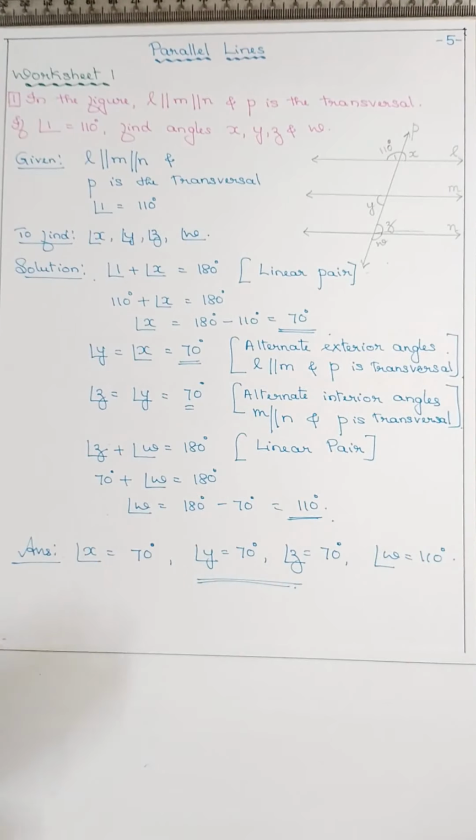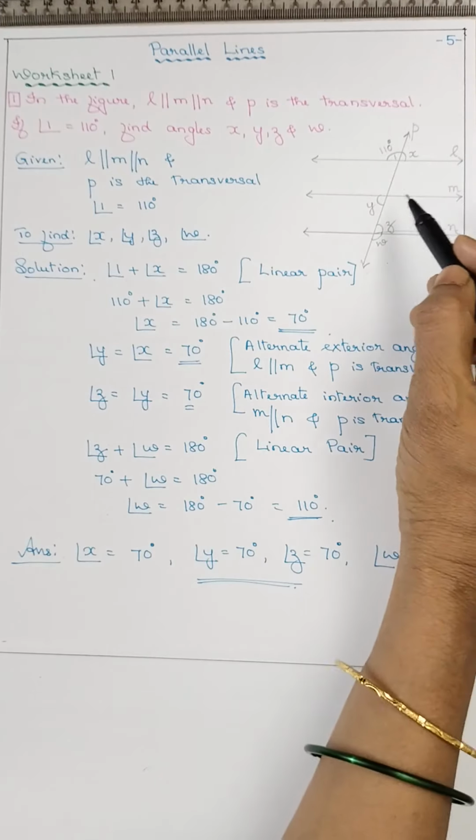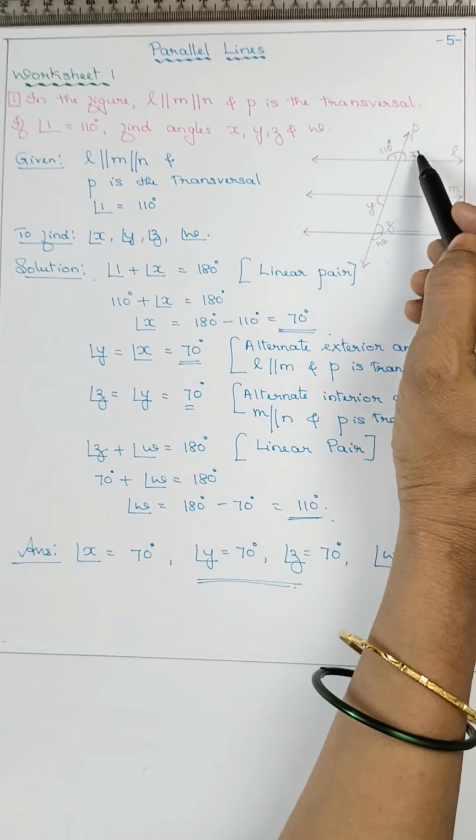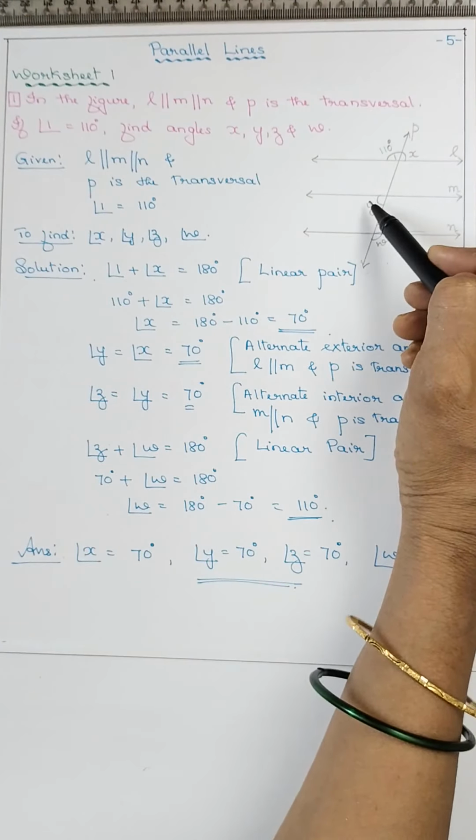Hope all students understood. So if there are many parallel lines, then you have to consider which two parallel lines you have to take, and which is the transversal, and which type of angles they form. Okay, so Y and X, when you take these two, alternate exterior.